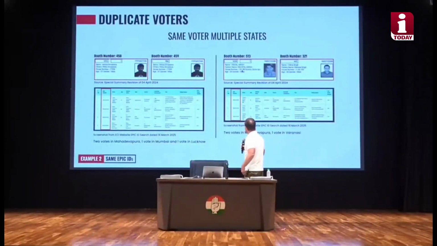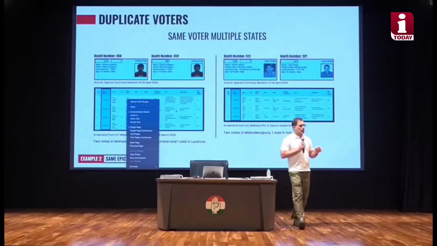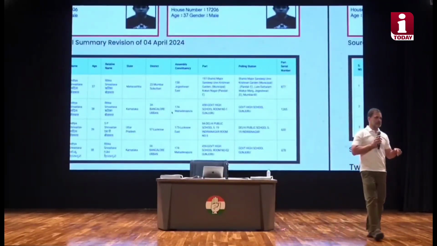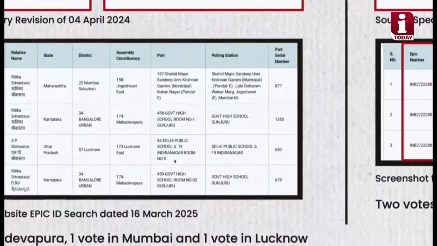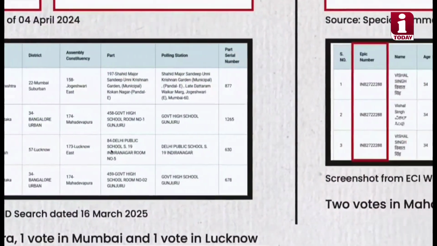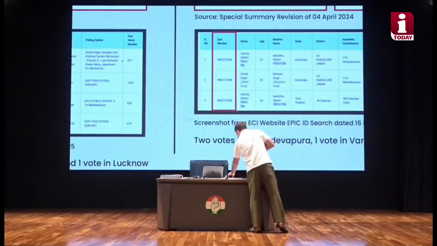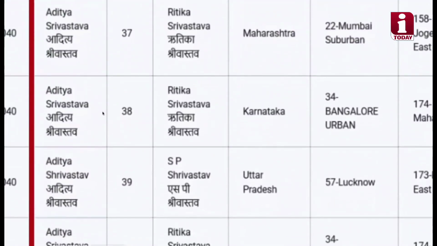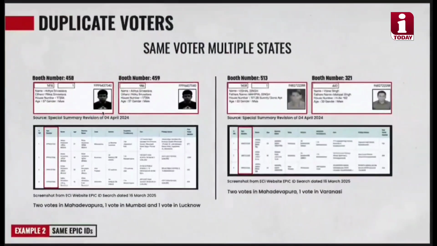Second example, same voter voting in multiple polling booths in Karnataka in the assembly, and also voting in Uttar Pradesh, voting in Lucknow, voting in Varanasi. Zoom in, no, show the name. This is the gentleman called Aditya Srivastava. Just zoom out for a second. Yeah, just zoom into the top 2 there.